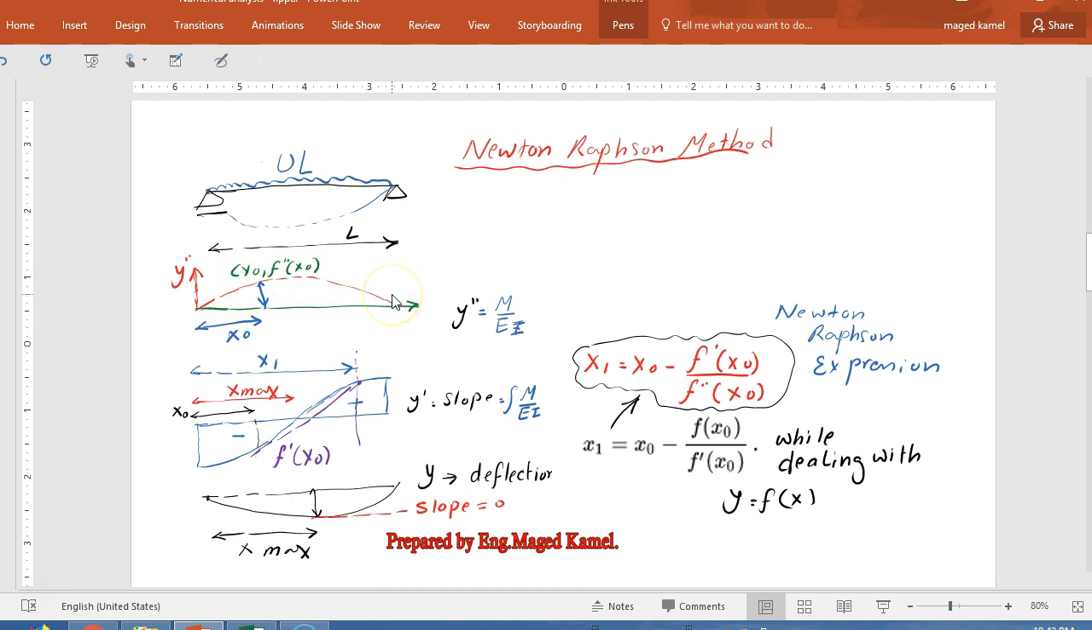These values are estimated by using the double integration method, where y double dash equals M over EI, and y dash, the slope, is the integration of M over EI, while y, the deflection variation, is given by again another integration of M over EI.